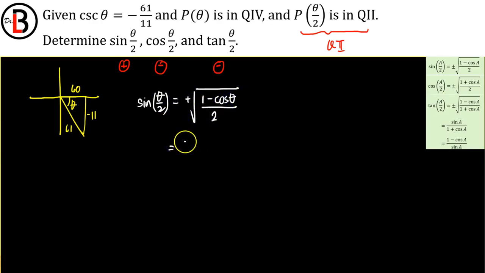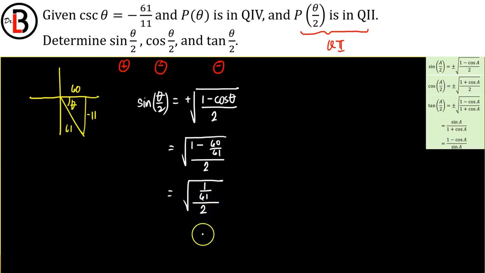Let's evaluate this. Positive 1 minus cosine of this one, adjacent over hypotenuse. So 60 over 61 all over 2. So simplifying this would be 1 minus 60 over 61 is 1 over 61. So this one would then be 1 over 61 all over 2. Simply 1 over 122 inside the square root. Or if you want, you can make this square root of 122 over 122. So it's positive for sine.